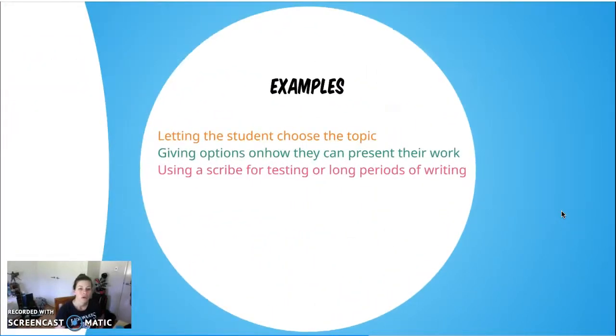Examples. You could let the student choose the topic that they want to work on. You could give them options on how they could present it. If they're not very good verbally, they could do something written or vice versa. They could use a scribe for testing or long periods of writing if writing is one of their downfalls.